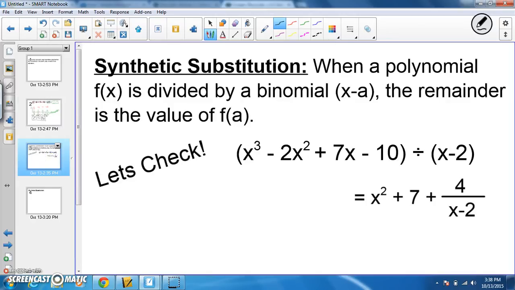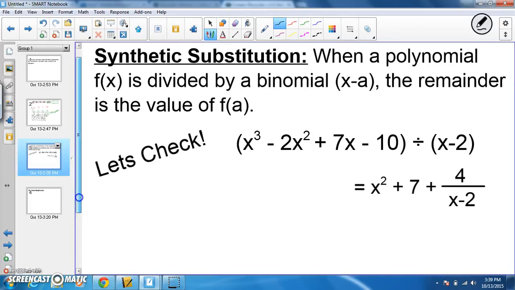And the last thing is synthetic substitution. This is when a polynomial f of x is divided by a binomial x minus a, just like we did in synthetic division. However, now we're stating that the remainder is the value of f of a. So that means whatever was on the outside of that division bar, we plug that into the equation, that would be our remainder.